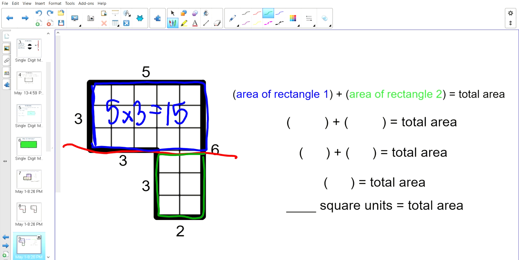This rectangle is a 2 by 3 because it is 2 units wide and 3 units long. 2 times 3 equals 6. So the area of that rectangle is 6 square units.